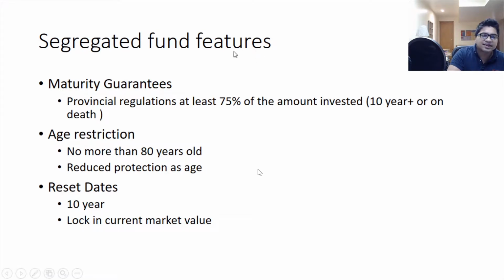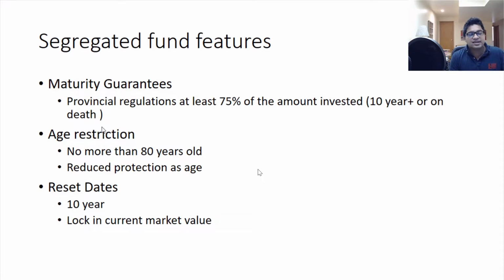Now, features of segregated funds. There are maturity guarantees. Provincial regulations say that at least 75% of the amount invested is guaranteed in a 10+ year period or on death. So provincial regulation says a minimum of 75% of what you invest in a segregated fund, if the maturity is after 10 years or in case of death, is guaranteed. Now most segregated funds have a much higher guarantee than that. They generally have a 100% guarantee.